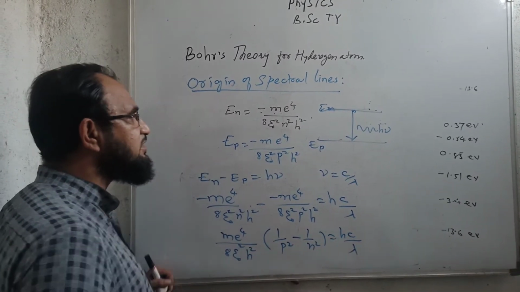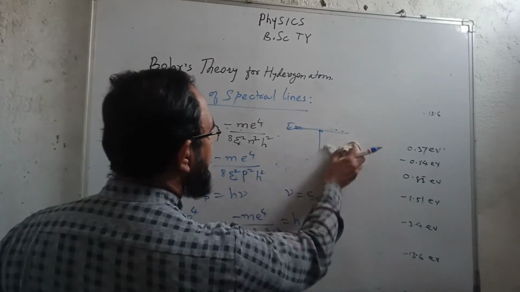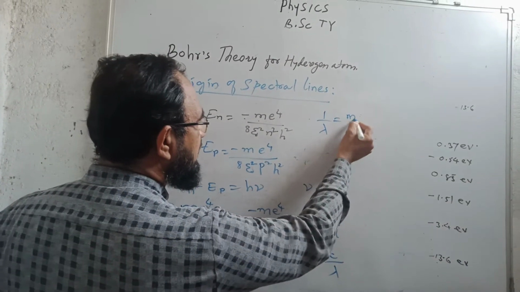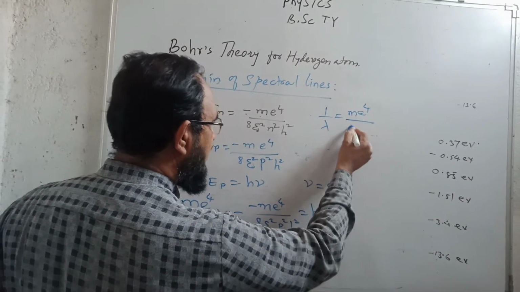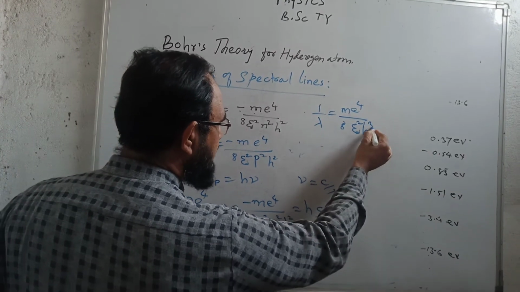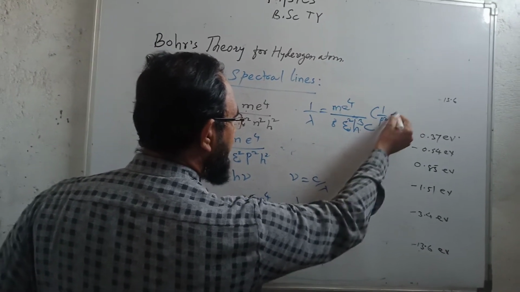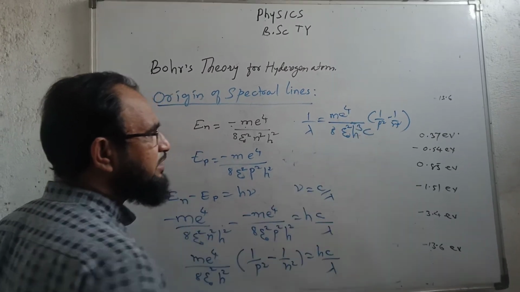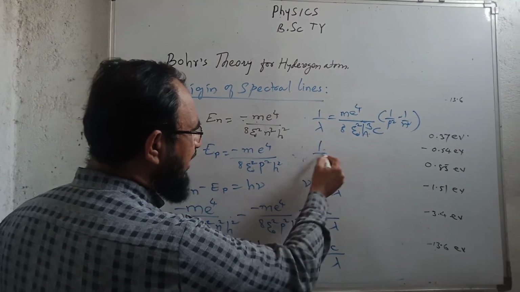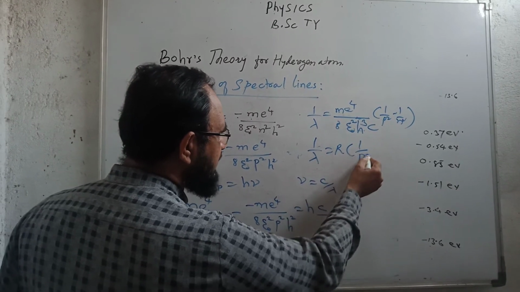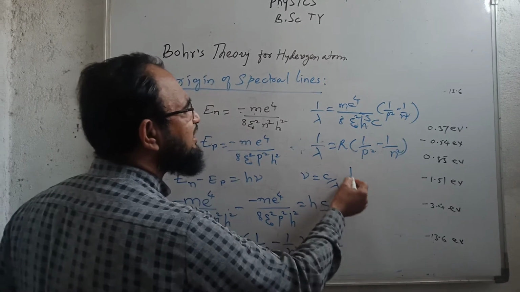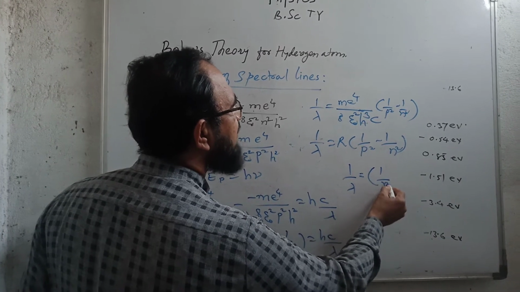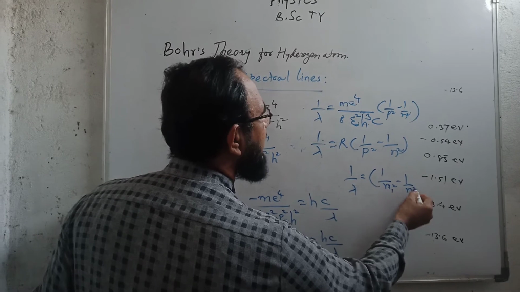And I will take this h and c to this side, and I will write the formula as 1 by lambda equal to m e raised to 4 upon 8 epsilon 0 square h cube into c, into 1 by p square minus 1 by n square. All these things are constant. m, e, epsilon 0, h, c are constant. Therefore 1 by lambda is equal to R into 1 by p square minus 1 by n square. Or you can generalize, you can say that 1 by lambda is equal to R into 1 by n1 square minus 1 by n2 square. You can write like this.